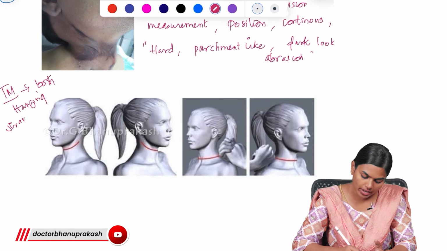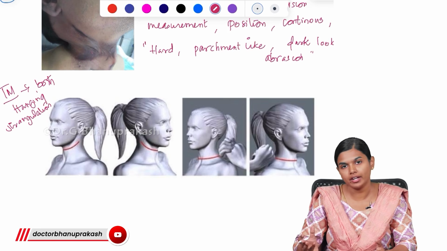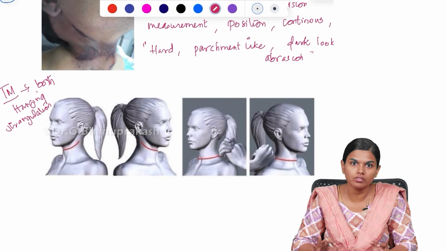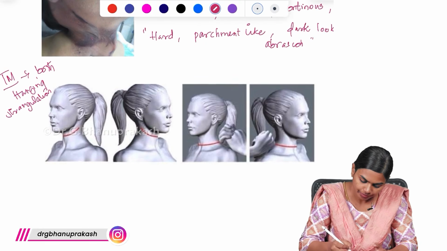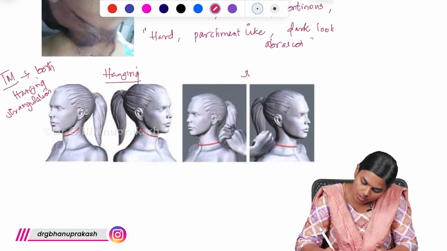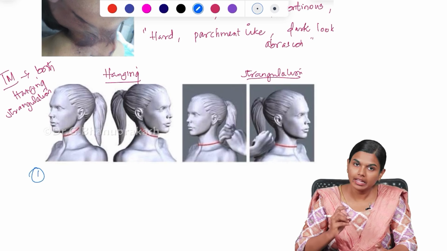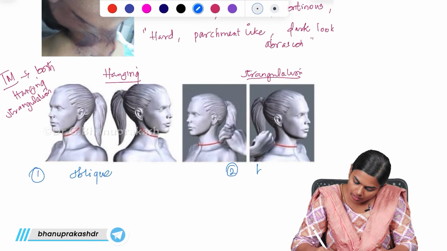So without any history, if a body is presented to you with a ligature mark around the neck, you will be able to identify whether it is due to hanging or strangulation based upon a few findings. We will see all those findings now. So the first finding is, this is a hanging and this is a strangulation. The first finding would be: here it will be oblique, and here it will be transverse.